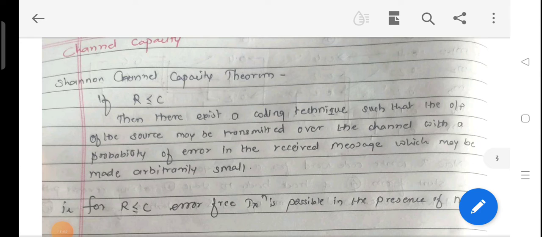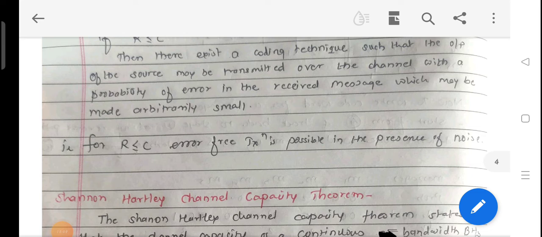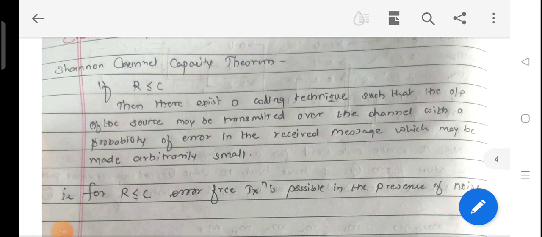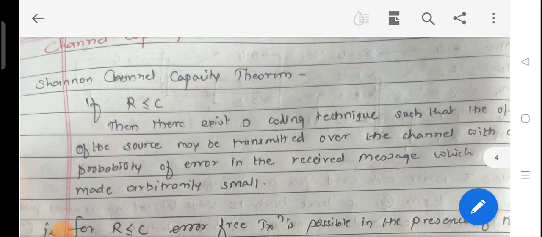So we will see here theorems based on channel capacity. The first theorem is the Shannon channel capacity theorem. In this theorem, suppose we have R as a transmission rate, where transmission rate represents the number of bits transmitted by the source, and C is the channel capacity, which represents the number of bits carried by the channel.